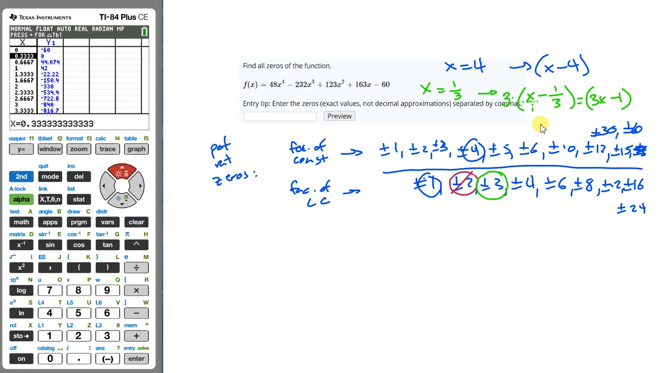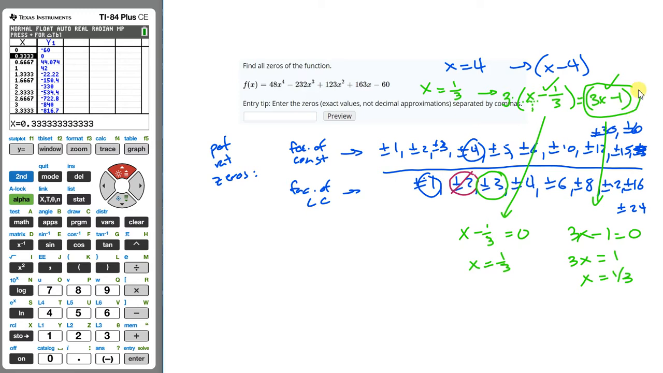The reason this works is because if I have x minus 1/3 as a factor, and I set that equal to 0 to look for the 0 corresponding to that factor, I'm going to get x equals 1/3, right? What if I had 3x minus 1 as my factor? What's the corresponding 0? Set it equal to 0. 3x equals 1, x equals 1/3, right? You get the same thing. Both this factor and this factor have the same 0. We'd rather use this version because it doesn't have a fraction, okay?